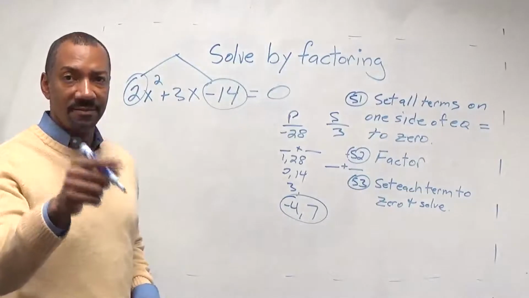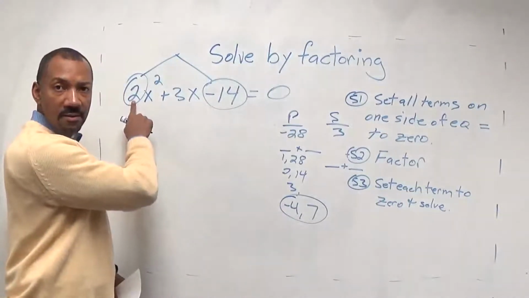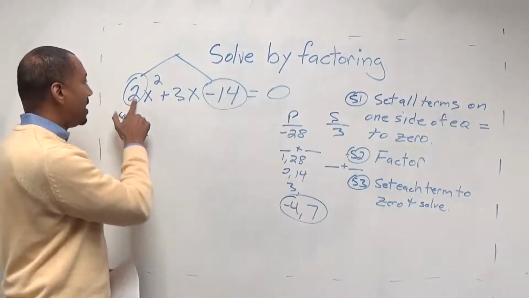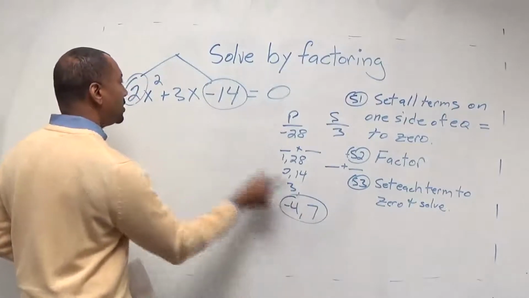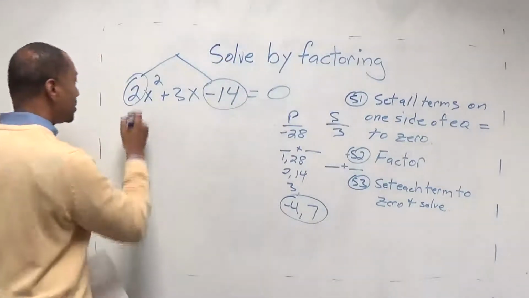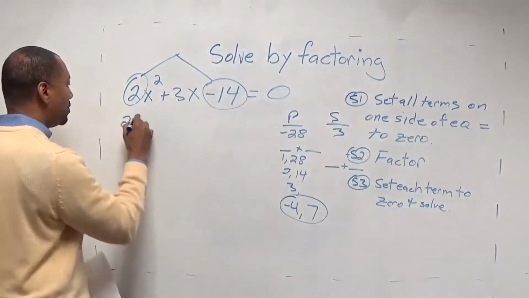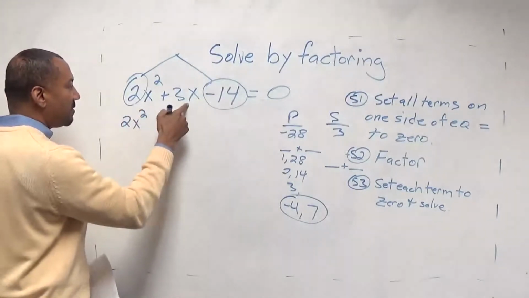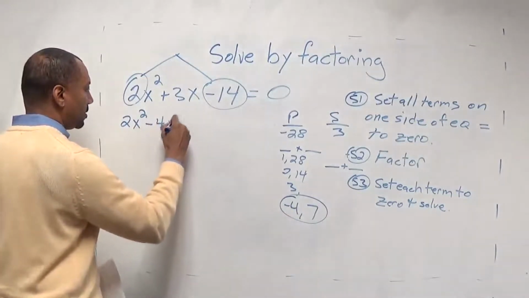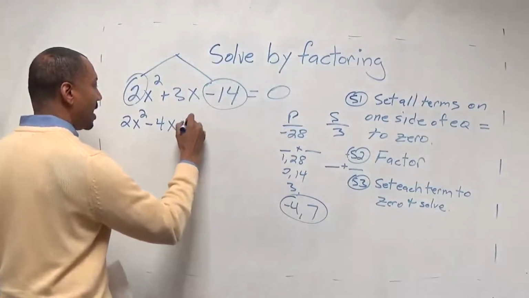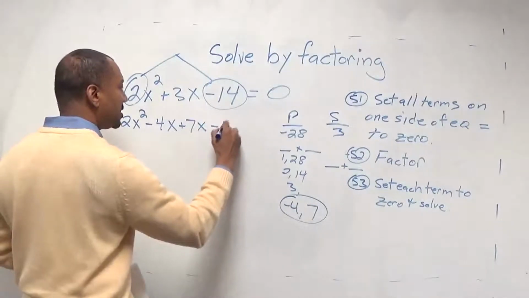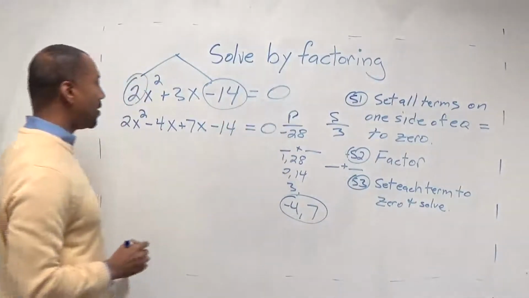But wait! This is not a 1. So I cannot go directly to my answer. Instead, because this is other than 1, I'm going to use these two to simply break up this middle term. Everything else is going to stay the same. So this is going to stay 2x squared, but instead of plus 3x, I'm going to put minus 4x and plus 7x. See, that's still 3x. And the minus 14 stays the same, and we're still equal to 0.